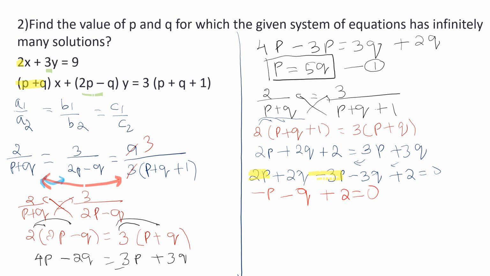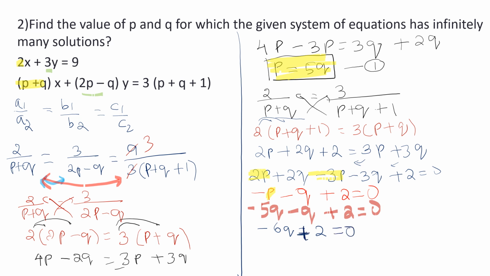So already we have calculated the value of p. The value of p is 5q. So in the place of p, we are going to substitute 5q. So there is a minus sign, so we have to write it as minus 5q. Minus 5q, and this is minus q plus 2 equal to 0. So the value of minus 5q minus q is minus 6q is equal to 2. Sorry, minus 6q plus 2 equal to 0.